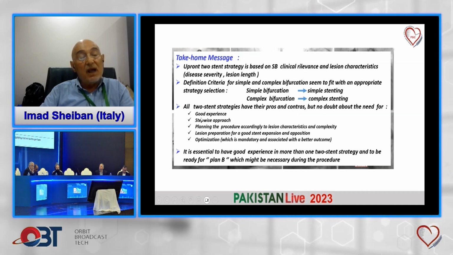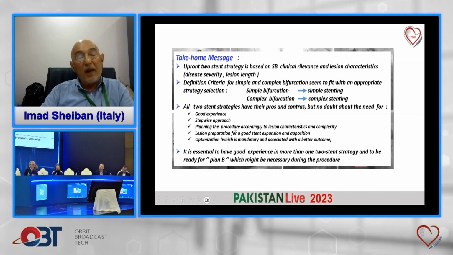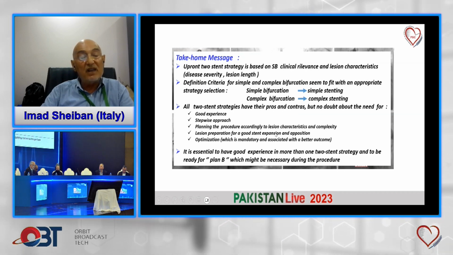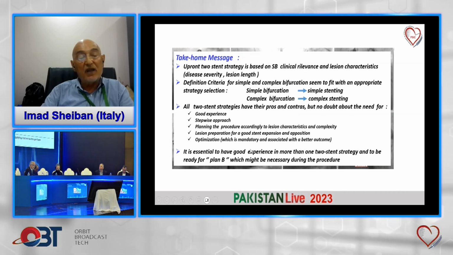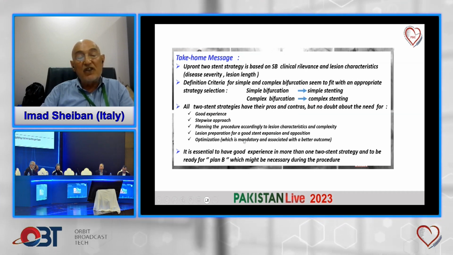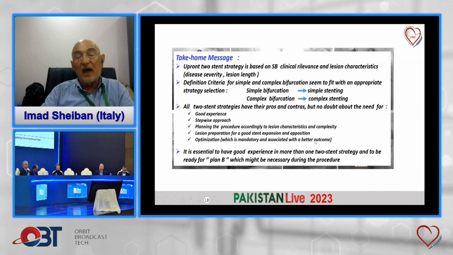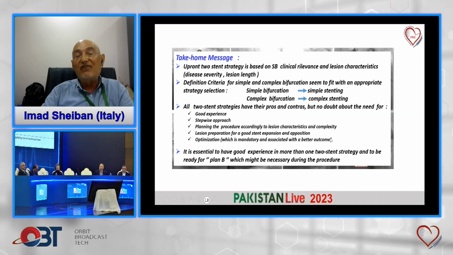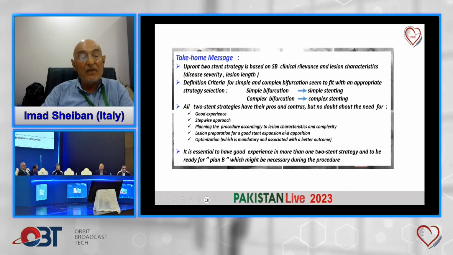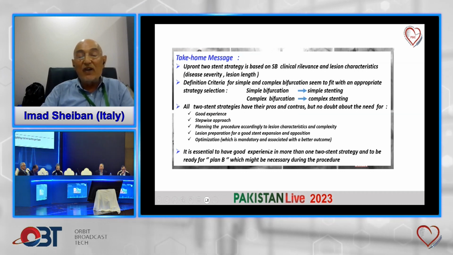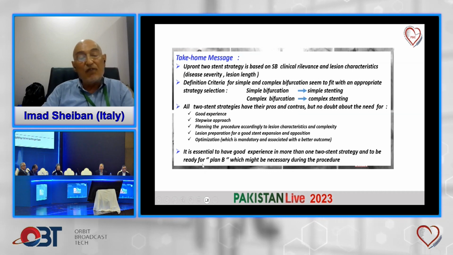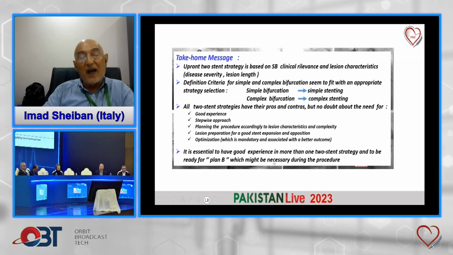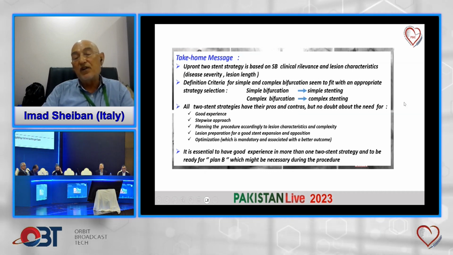good experience, stepwise approach, planning the procedure according to the lesion characteristics and complexity, lesion preparation, and good stent expansion and apposition, and the optimization, which is mandatory and associated with a better outcome, particularly if guided by intravascular imaging. It is essential to have a good experience in more than one two-stent strategy and to be ready for plan B, which might be necessary during your procedure.